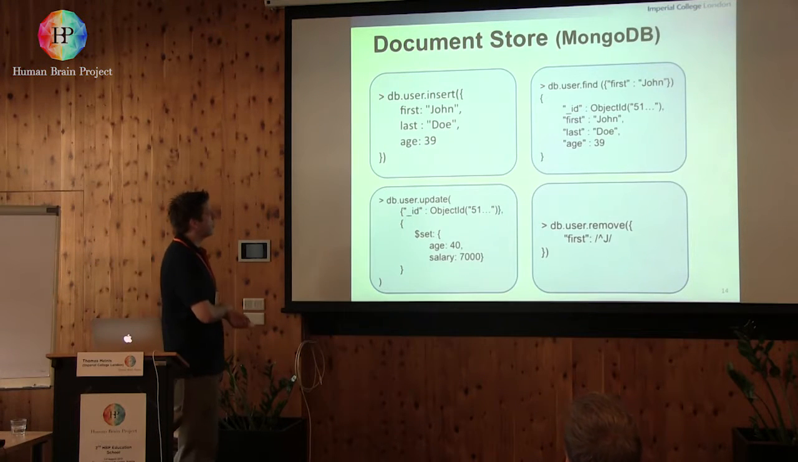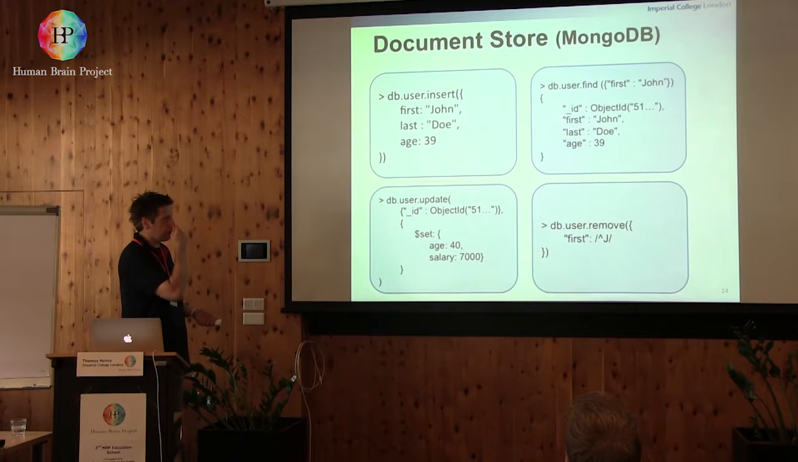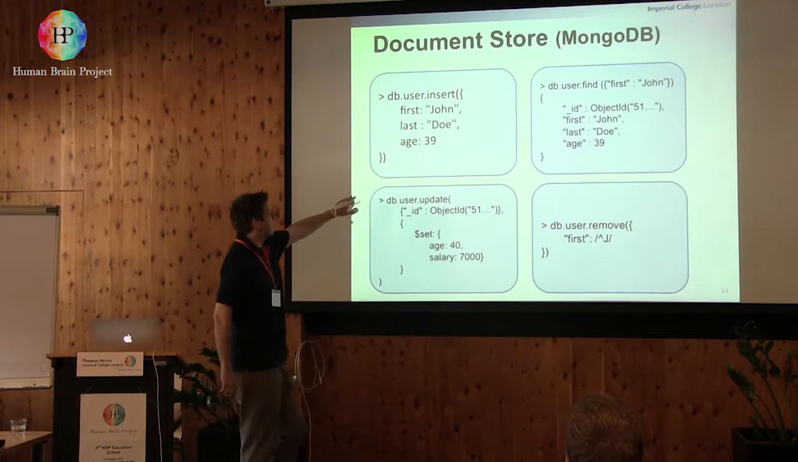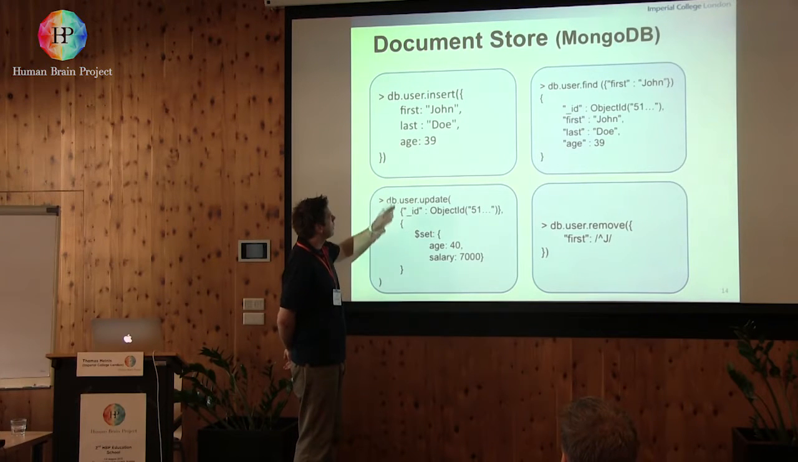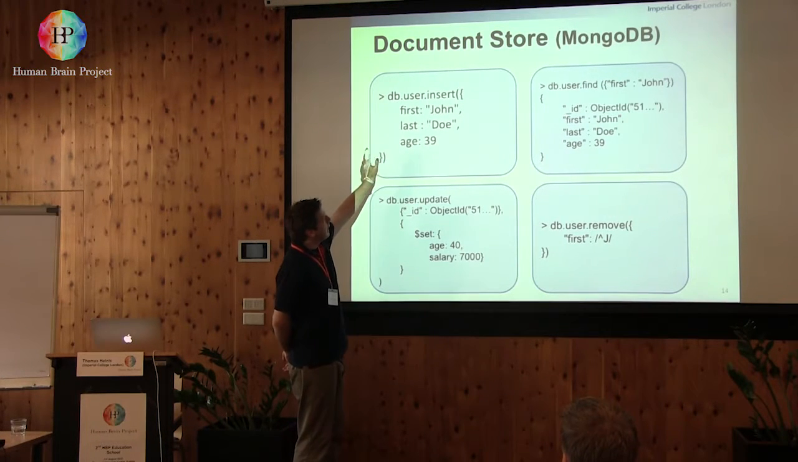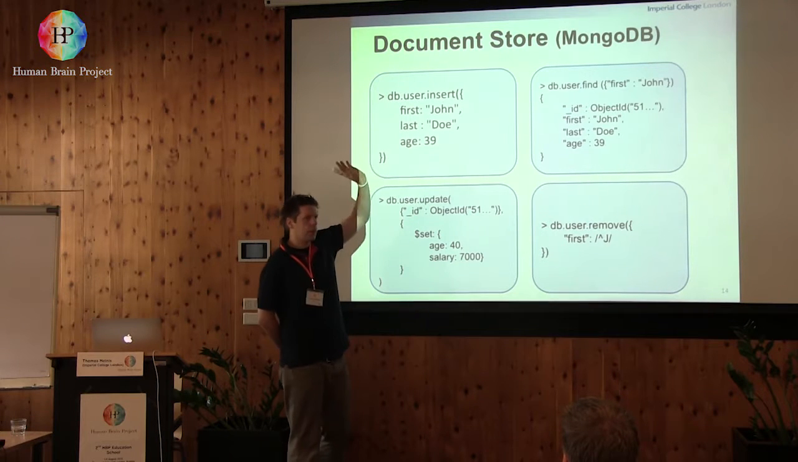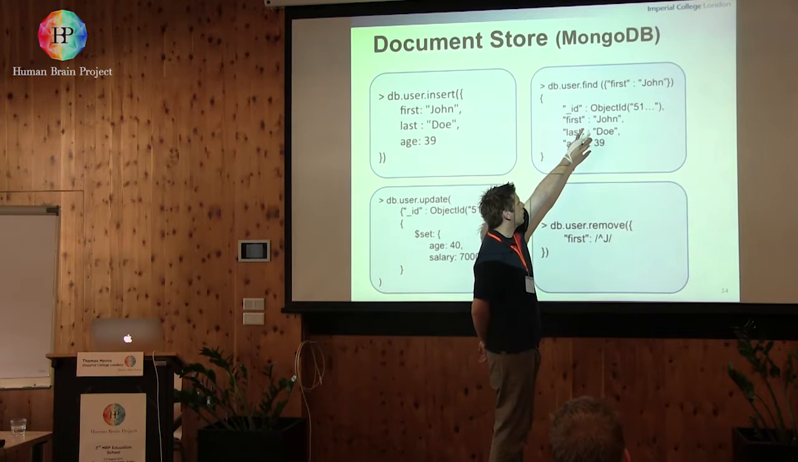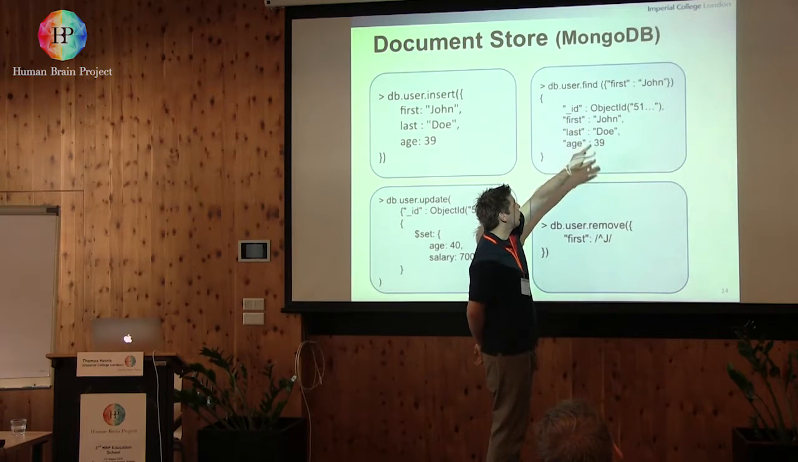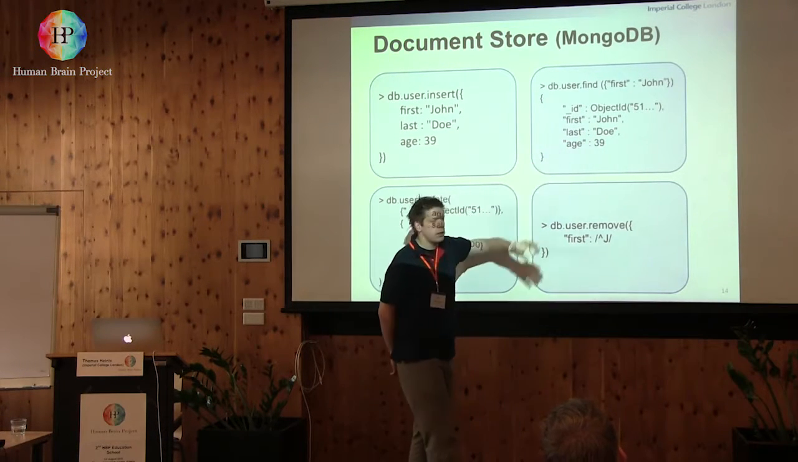You basically insert information into it. It's just the user. You insert a little snippet, right? With these three attributes. If you want to retrieve it, you also send in a small JSON snippet where you say first the attribute or the key first should be John, and then you get back the snippet here.